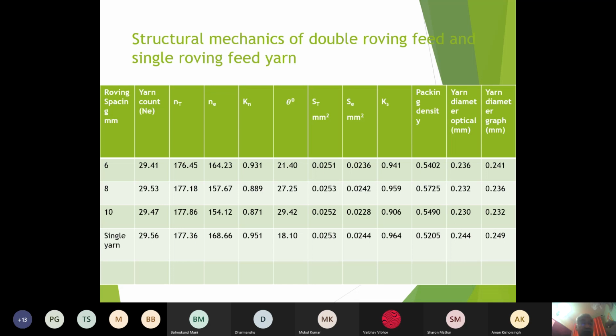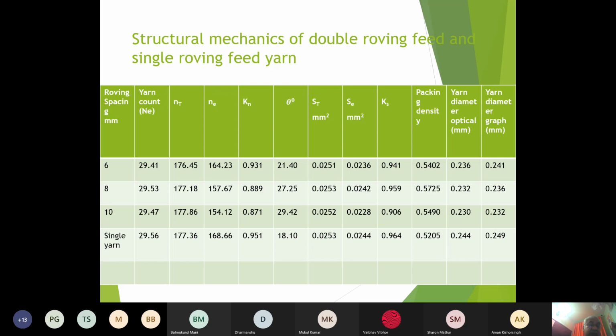Okay. So what we did, we made this yarn, on an average 30 Ne, this 29.56, 29. In three cases it is a two roving feed, and here a single roving feed. Now we have calculated the values of NT, NE, and KN, and of course ST, SE, and KS. Now what are you noticing?